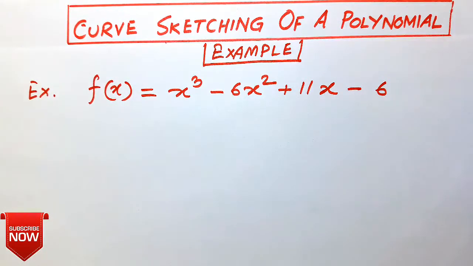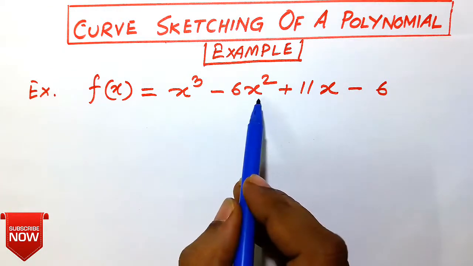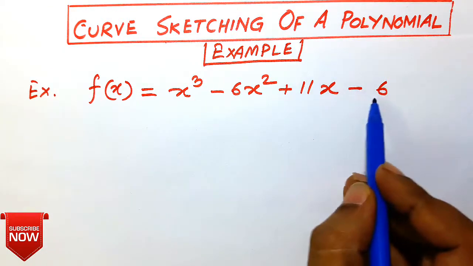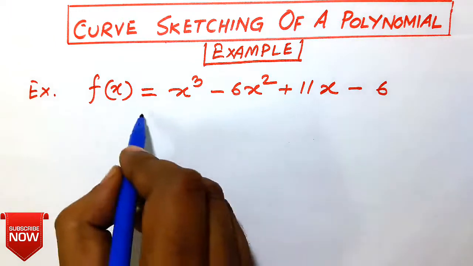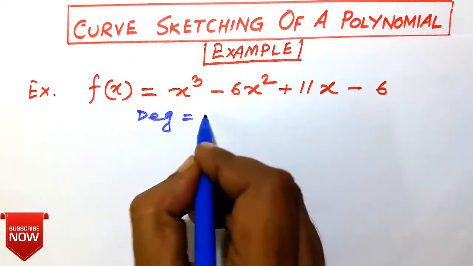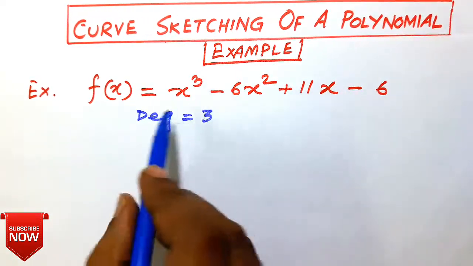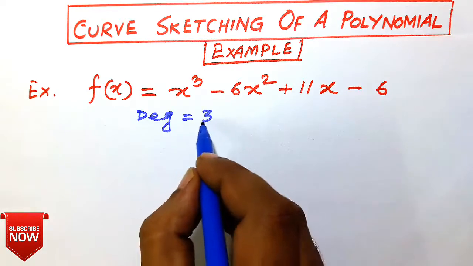Now I shall show an example of curve sketching of a polynomial. Here you are looking on the screen that the polynomial is x cube minus 6x square plus 11x minus 6. Friends, what is the degree of this polynomial? The degree of this polynomial is 3. Highest power of the variable is 3. So the degree of this polynomial is 3.